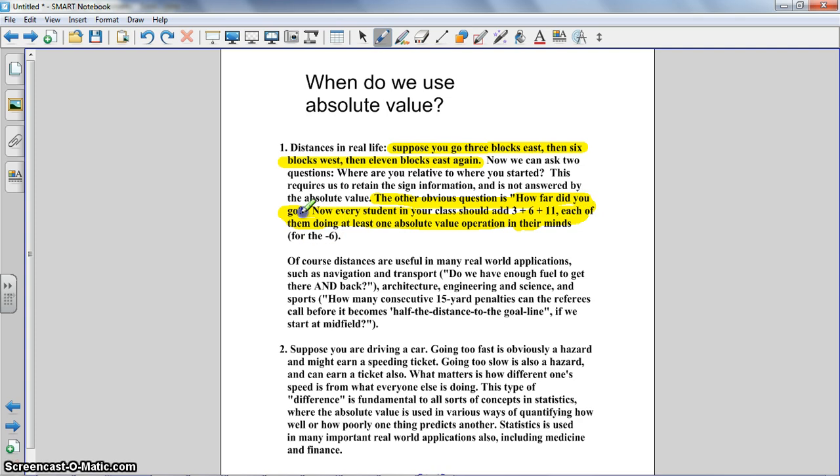But if the question is, how far did you go, well, it really doesn't matter which direction, because it's just about how far you walked. Well, I walked 3 blocks east, 6 blocks west. That's where they got the 3 and the 6 from. And then 11 blocks east again. Doesn't matter which direction, it just says how far did I go? Well, I went 6 plus 3 plus 11, 20 blocks. So it doesn't matter. That is a time when we use what we call absolute value. When we don't care so much about which direction we're going, all we care about is how far, distance.